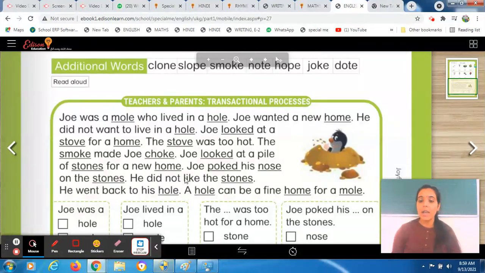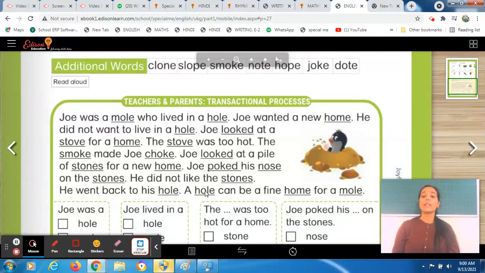So he went back to his hole. Where did he go? Where his old home, his house, was. He went to his hole. He went into his hole again. A hole can be a fine home, and he found that this hole is his best home. So he went there and lived there alone.